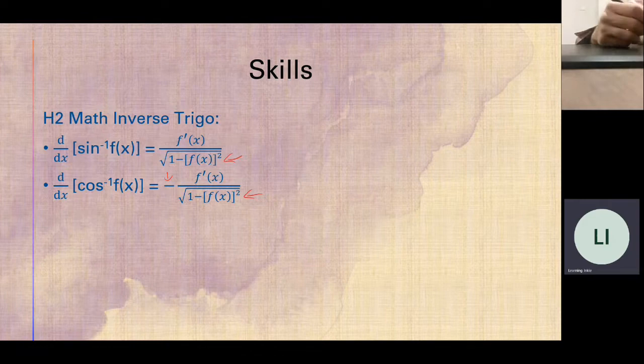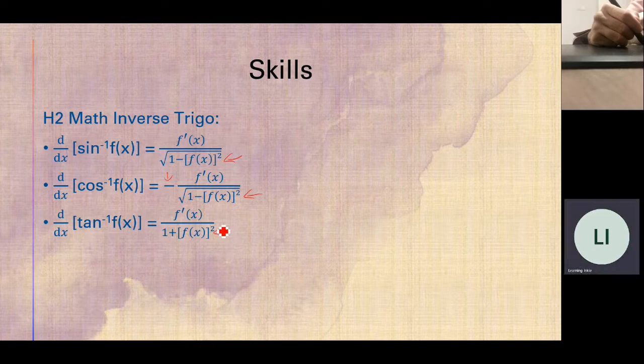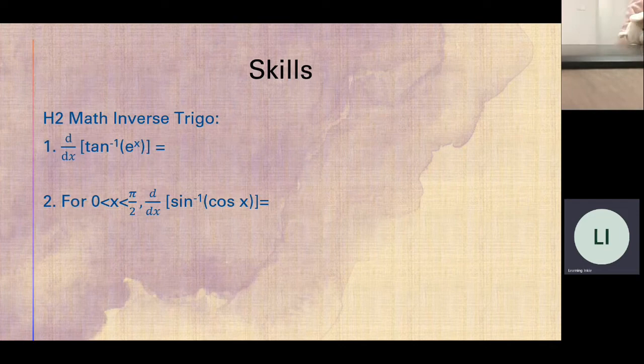The proof, you can actually find it using a technique that we'll be going through later on. Tangent inverse, again, the classic 1 plus function squared. All right, and of course, the chain rule for all 3, f prime on top. So let's take a look at these examples. Tangent inverse of e^x. What I like to do first is the denominator first, right? 1 plus (e^x) squared. So (e^x) squared is simply e^2x. Differentiate e^x gives back e^x.